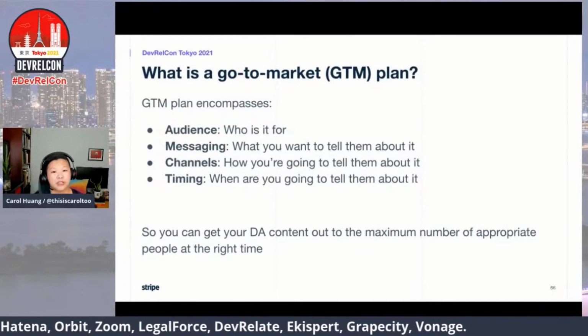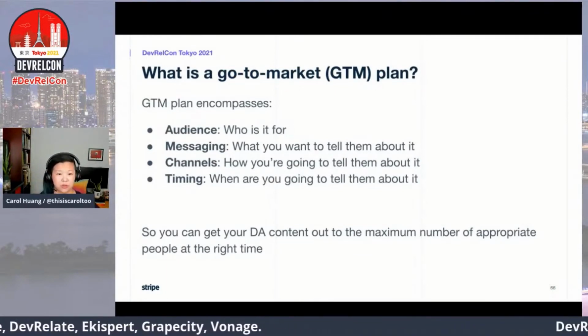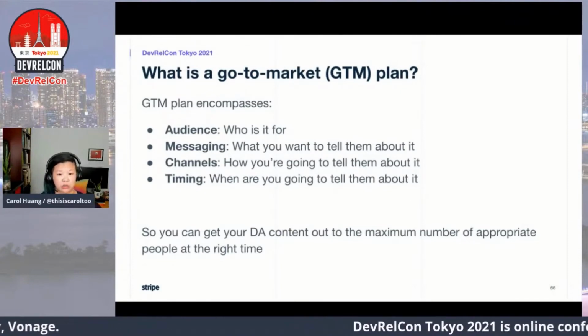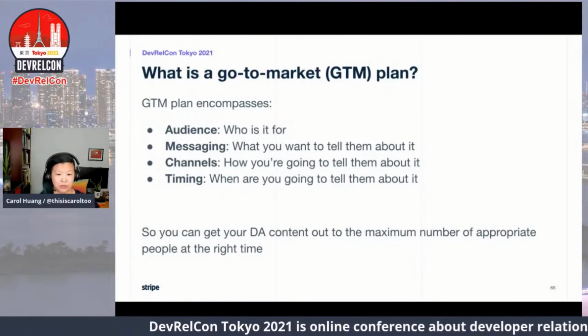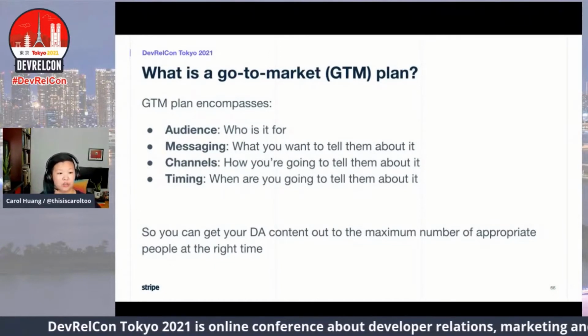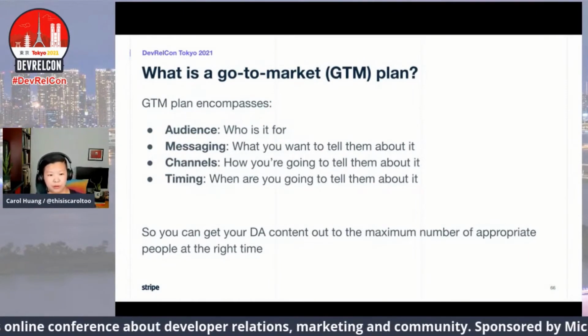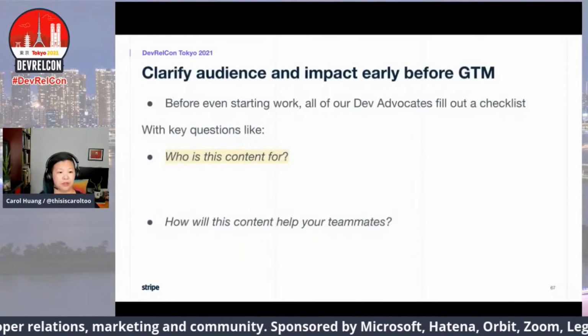A go-to-market plan in its simplest form just encompasses audience, who is it for? Messaging, what do you want to tell them about it? Channels, how you're going to tell them about it? And timing, when are you going to tell them about it? That's basically it, to make sure that you can get whatever work you're doing out to the maximum number of appropriate people at the right time. So let's come back to these questions.